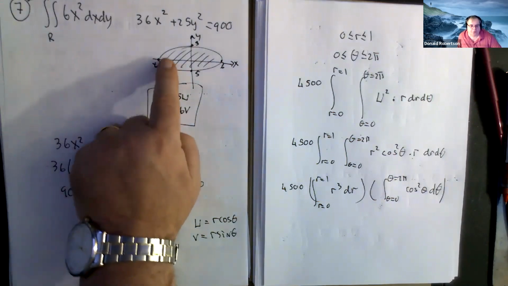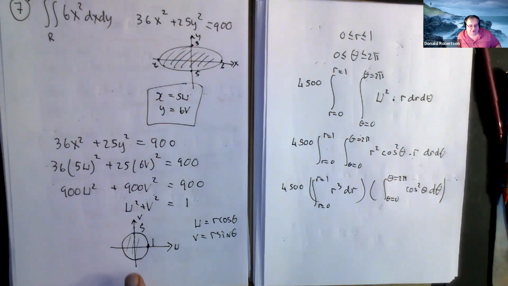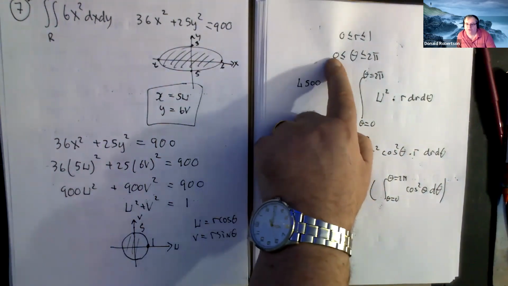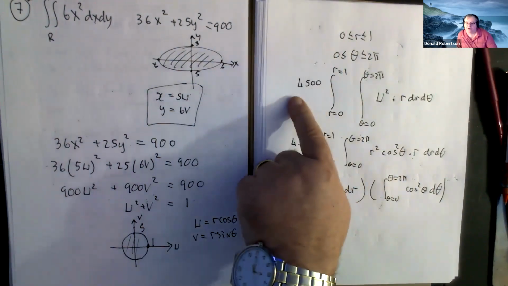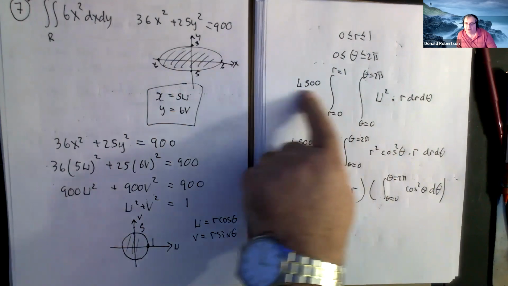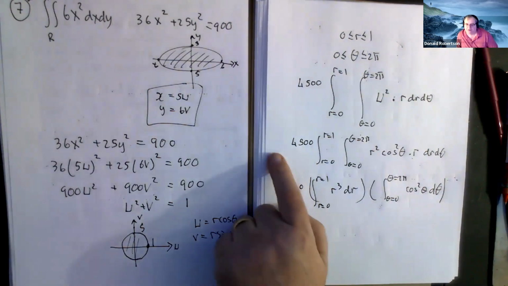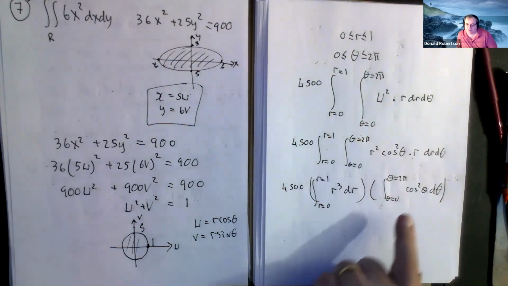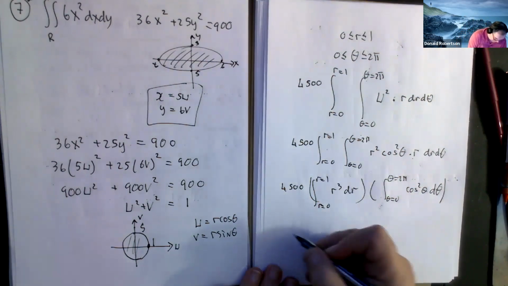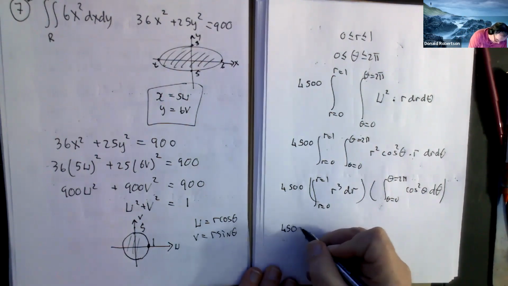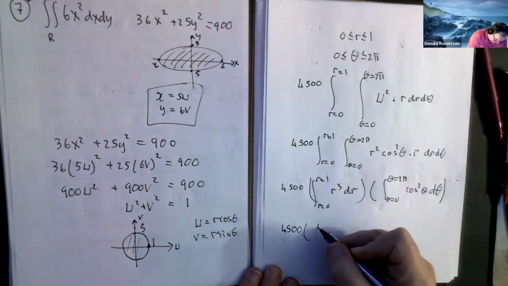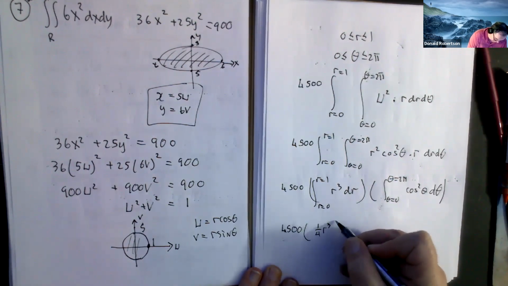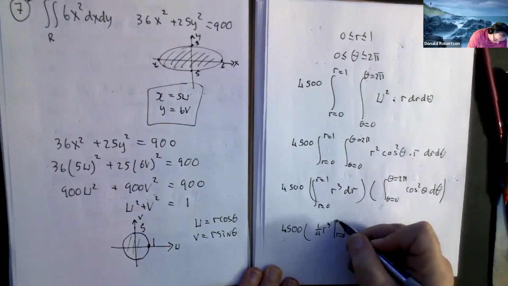So we started off with an ellipse. We did a change in variable to get a circle. We used the fact that circles can be used in polar form, so we converted our question into polar form. Tidied it up by replacing the u squared by this, and now we have variables separable. So it's going to be 4,500. This one is 1/4 r cubed from r equals 0 to 1.